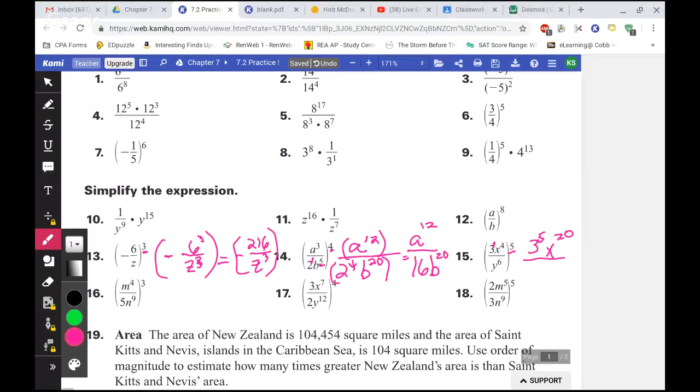And now that 5 being distributed to the y in the denominator, 6 times 5 is 30. So I have y to the 30th. So my final answer is going to be 243 x to the 20th all over y to the 30th. If you left it like this, I would not be disappointed on a test or anything like that.